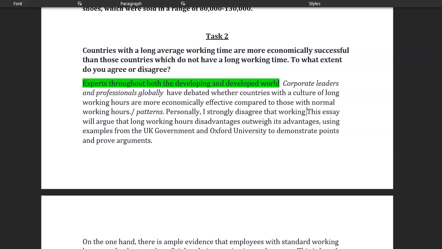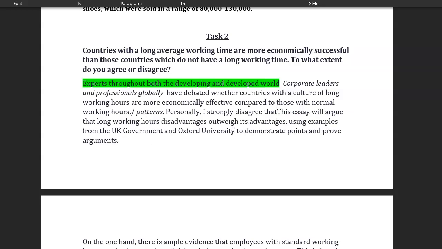that working. All right. Okay. Join this together because otherwise, personally, I strongly disagree. Boom. It's a bit short. It's a bit abrupt, but you could link it. Personally, I strongly disagree, and this essay will argue that long working hours disadvantages. Okay, you need to have: we'll argue that the disadvantages of long working hours outweigh advantages. So the disadvantages outweigh advantages using examples.